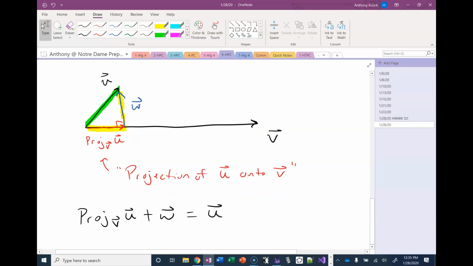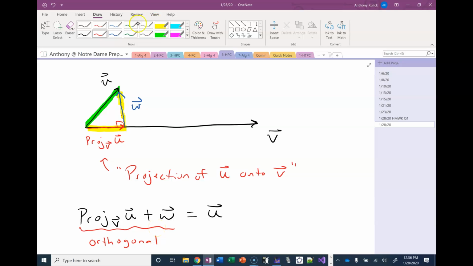And if I look at our drawing here, what kind of vectors is the projection of vector u onto v and vector w? Look at the angle between them. Look at the angle between those two vectors. 90 degrees. So what kind of vectors can we say these are? We can say these are orthogonal.